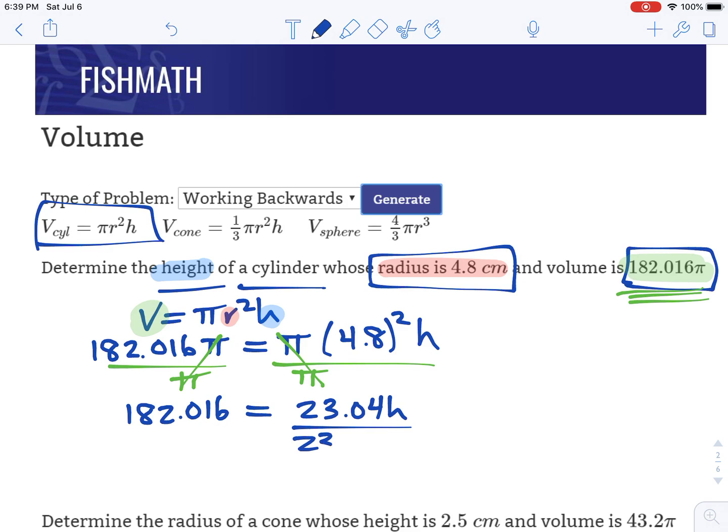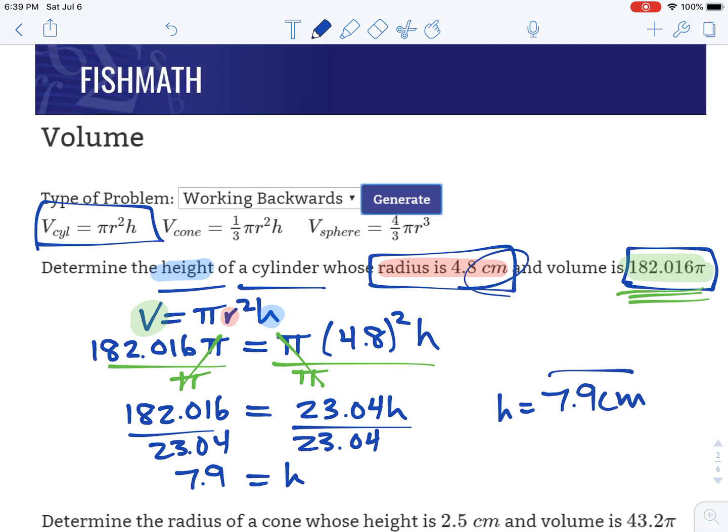Simply divide by 23.04 on both sides, and we'll get the value of the height. Just take the 182.016 divided by 23.04, and we get our height is 7.9. So 7.9, our units are centimeters, and that's how we can find the height if we're given the radius. Typically, that's the easier one to find if you're given the radius already. Trying to find the radius is a little bit trickier, which we're going to see in the next one.